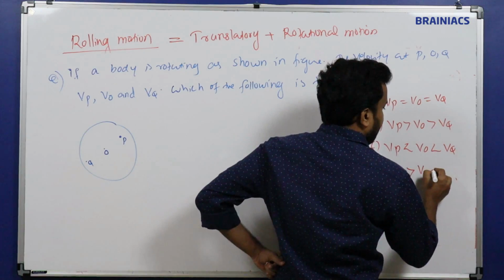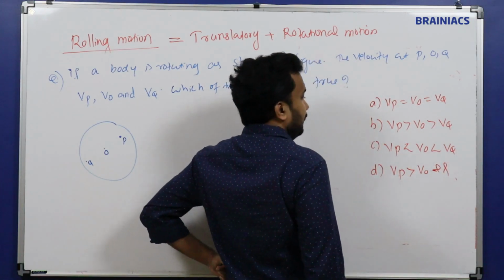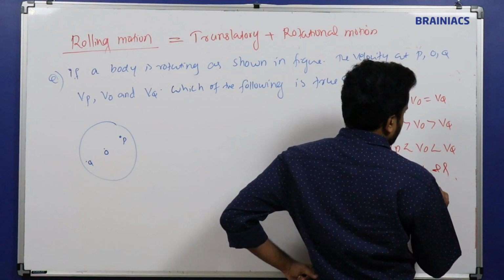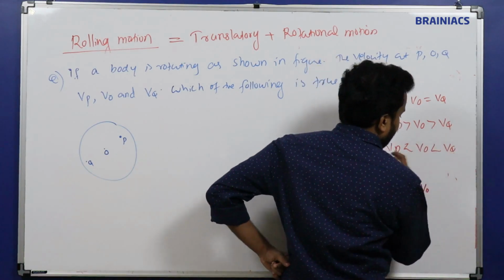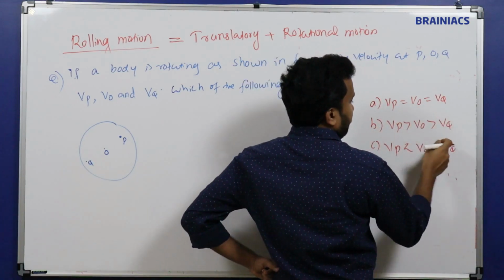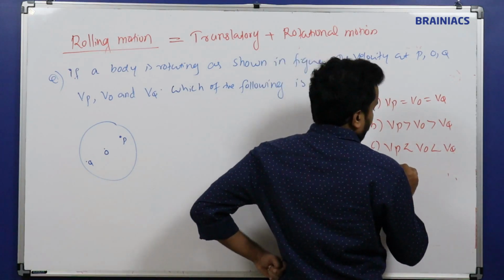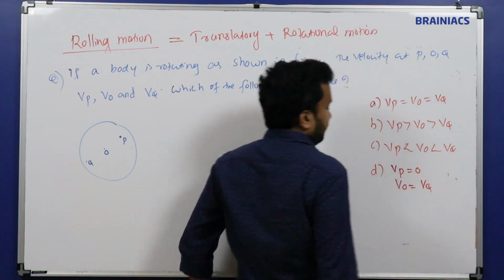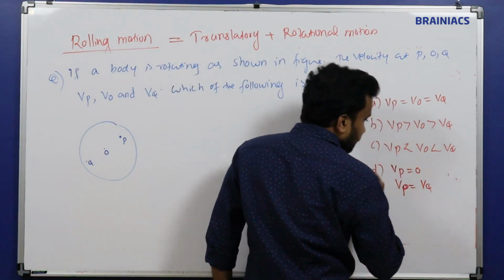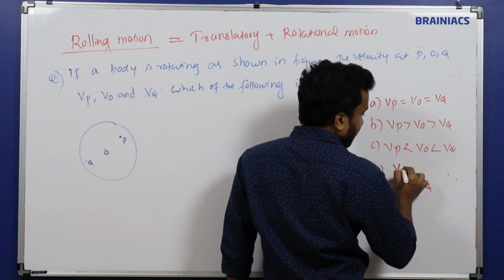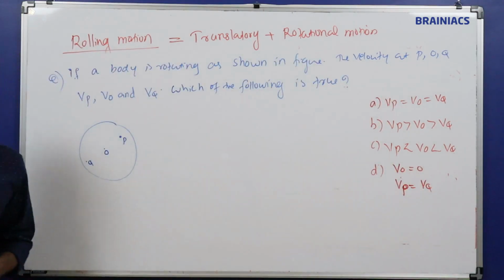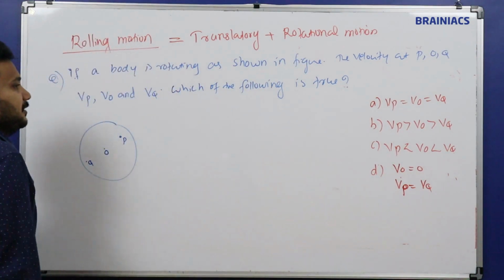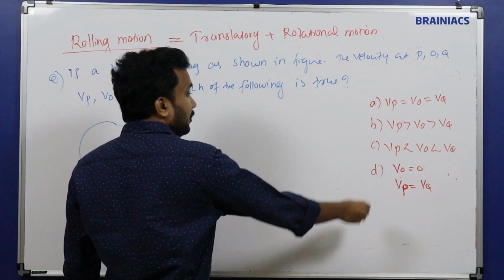Okay, not like this. Sorry, one second. The options are: VP equal to VO equal to VQ; VP greater than VO greater than VQ; VP less than VO less than VQ; and VO is equal to 0 and VP is equal to VQ.